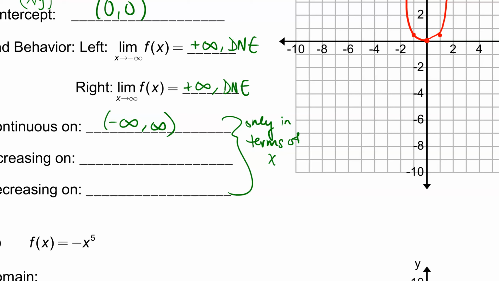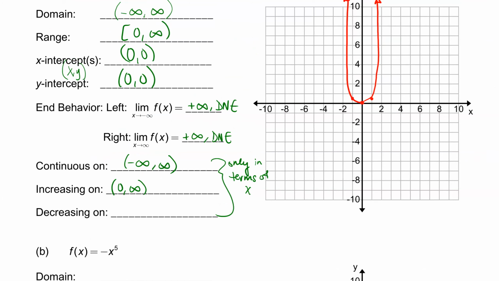Then I'm back to the start. Robert, where am I increasing? 0 to infinity. So from here all the way over, as I increase my x's, my y's keep getting bigger and bigger. And we don't include 0 because 0 is a critical point. It's our turning point. It's like the middle negotiator. It's a neutral party, right? It's not increasing, it's not decreasing. It's the point where you're changing. So you don't include it.